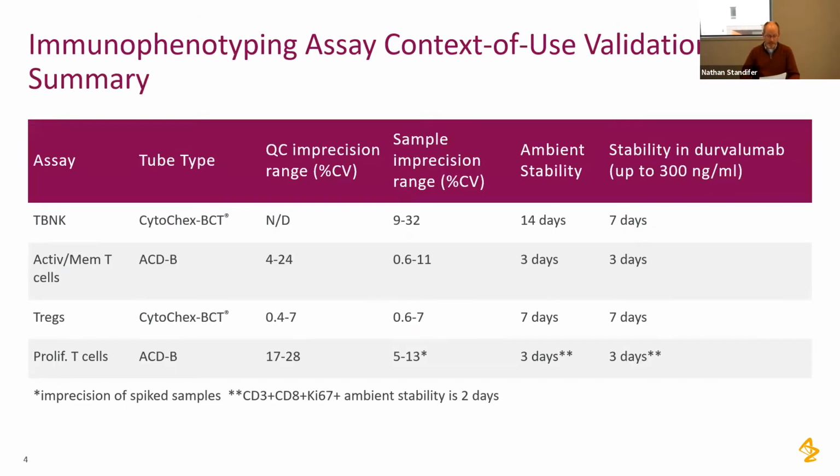Now, these core assays were bioanalytically validated based on context of use at Q-Squared Solutions, our selected flow cytometry testing vendor. As each assay has multiple reportable populations, the ranges of percent coefficients of variation for imprecision and stability are listed. Overall, all reported populations exhibit less than 20% coefficients of variation for imprecision and are stable for up to 48 hours at ambient temperature in the presence of up to 300 nanograms per mL of drug.